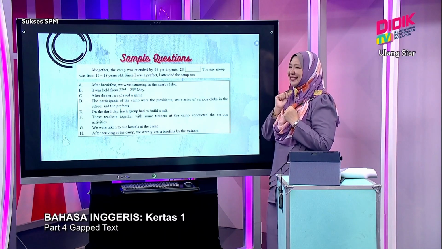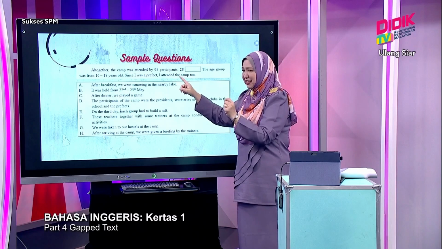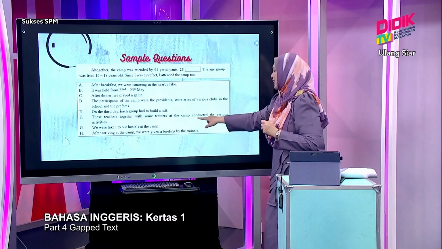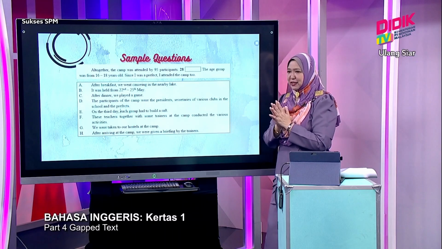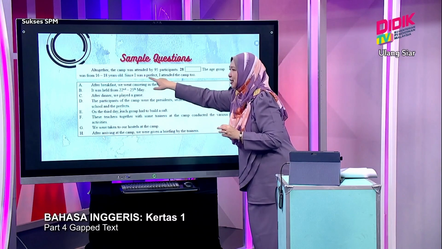Because if someone were to rush into the answer, they could actually choose answer F, "These teachers". If you don't read the questions properly, you might miss out on the correct answer. So it's very important for us to identify participant. If they didn't see the word participant, they will go to the teachers just now, because "These teachers, together with some trainers at the camp, conducted the various activities." So the word is participant, and another clue that you can use is prefect.